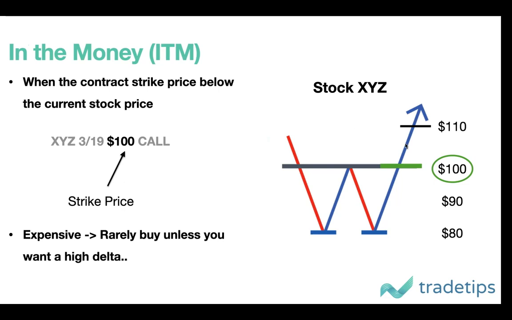Now, if you buy in the money, which means that the price right now is 110, and we project that it's going to go higher, but we buy a contract that's 100. Usually these are really expensive, and we rarely buy these, and the only time we really want to buy them is if you want a high delta. Now that's really confusing to talk about right now given what we have, but I just want to let you know right now, we'll typically just never buy an in the money option.